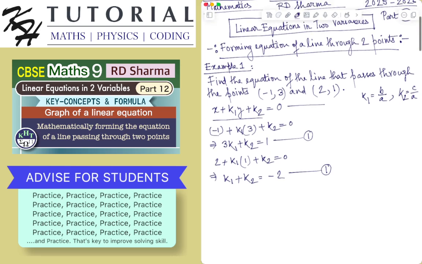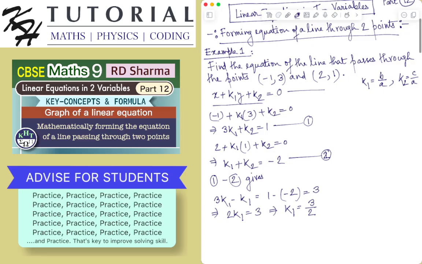Now, this is equation 2. I will subtract equation 2 from equation 1. Subtracting equation 2 from 1 will give 3k1 minus k1 is equal to 1 minus -2, which is equal to 3. So this implies twice k1 is equal to 3. This implies k1 is equal to 3 by 2. Okay, I got k1 as 3 by 2.